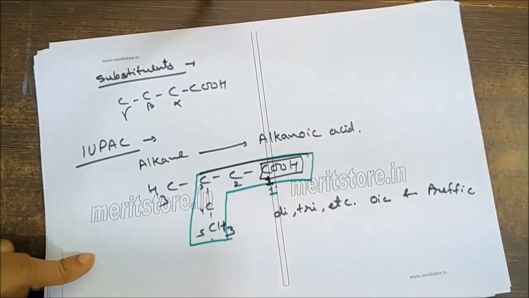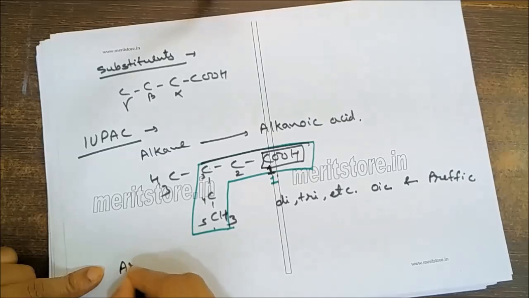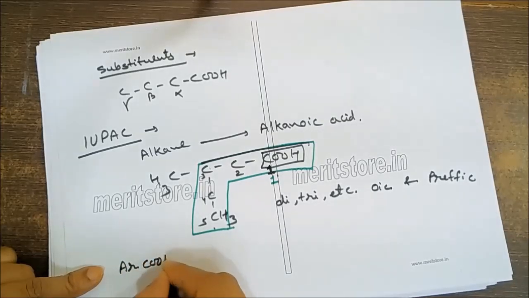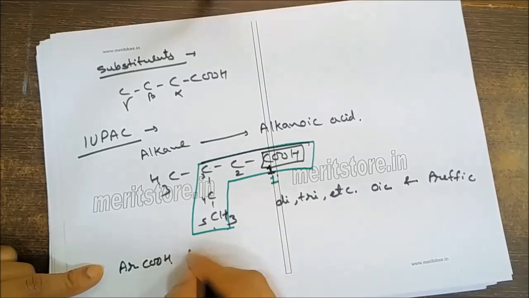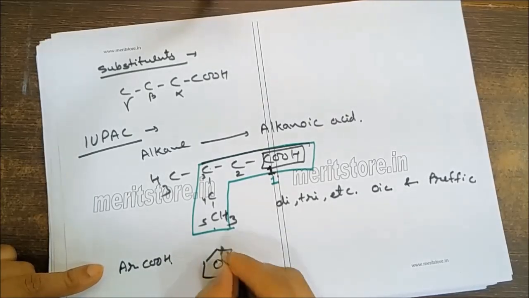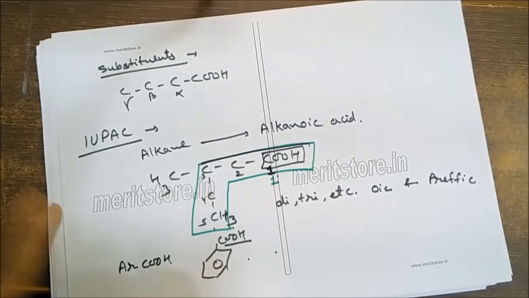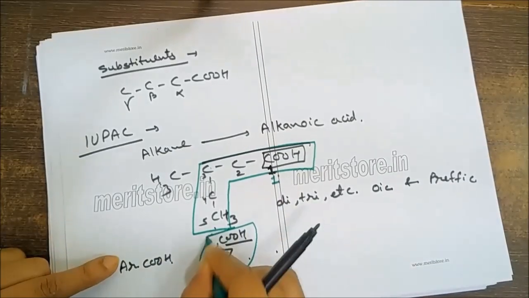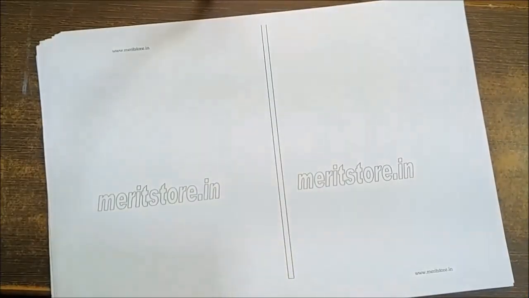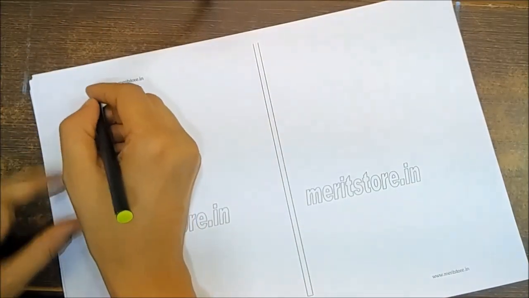The aromatic carboxylic acids are named as derivatives of parent benzoic acid. This is our benzoic acid, and the other aromatic carboxylic acids will be given names as derivatives of this benzoic acid. If we will take some examples.